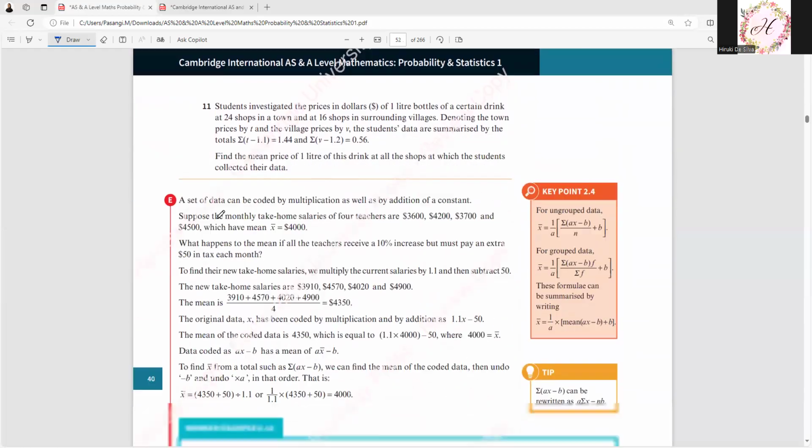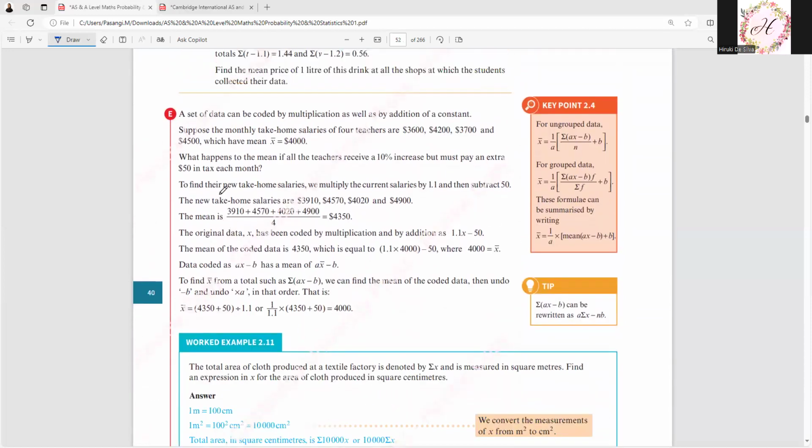Okay. So here for the E. Now what they are saying, a set of data can be coded by multiplication as well as by addition of a constant. Suppose the monthly take-home salaries of four teachers are 3,600, 4,200, 3,700, and 4,500. To calculate the mean of these four values, we add all four values together and divide by 4. Then we receive 4,000 as the mean.